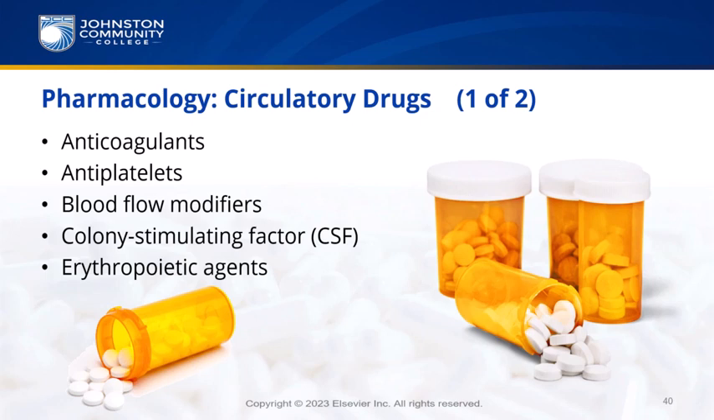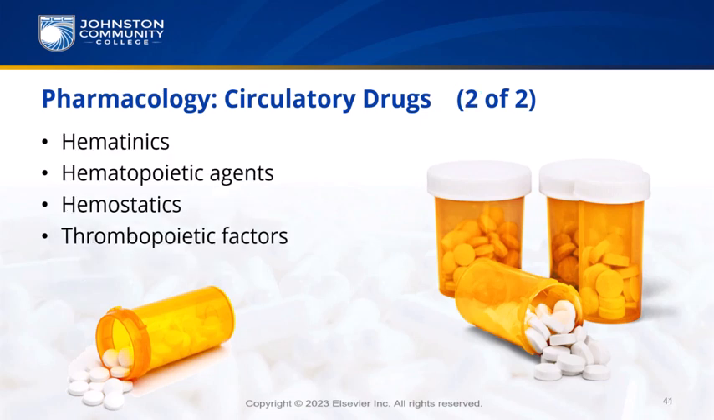Erythropoietic agents are growth factors that increase the production of red blood cells by stimulating erythropoiesis. Two available agents are epoetin alfa and darbepoetin alfa. Hematinics are drugs that increase the number of erythrocytes and/or hemoglobin concentration in the erythrocytes, usually to treat iron deficiency anemia. Examples are iron supplements and B-complex vitamins. Hematopoietic agents are agents that stimulate blood cell production. Subdivisions of this class include colony-stimulating factors, erythropoietic agents, and thrombopoietic agents.